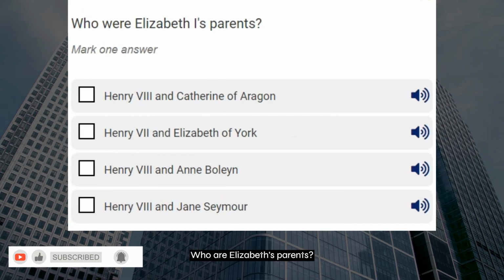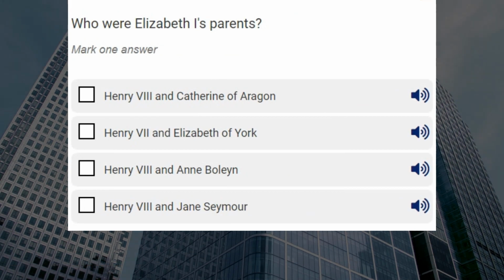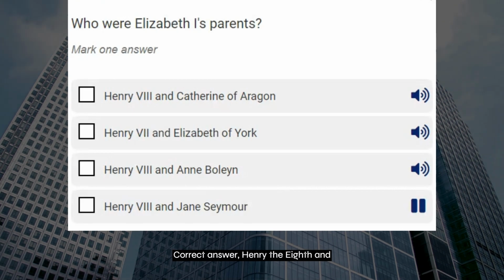Who were Elizabeth I's parents? Henry VIII and Catherine of Aragon. Henry VII and Elizabeth of York. Henry VIII and Anne Boleyn. Henry VIII and Jane Seymour. Correct answer, Henry VIII and Anne Boleyn.